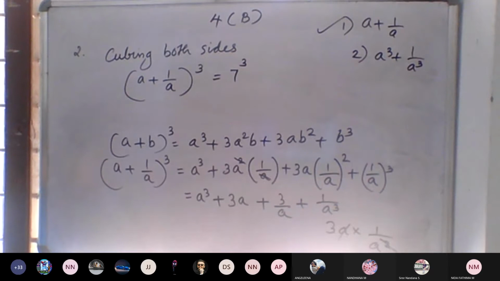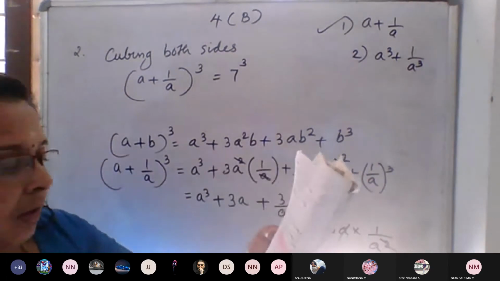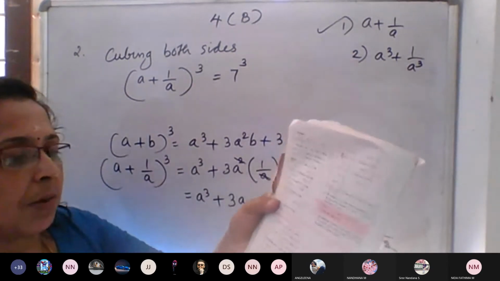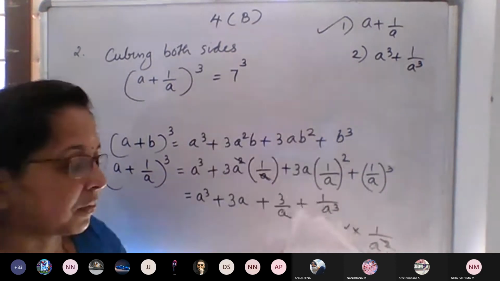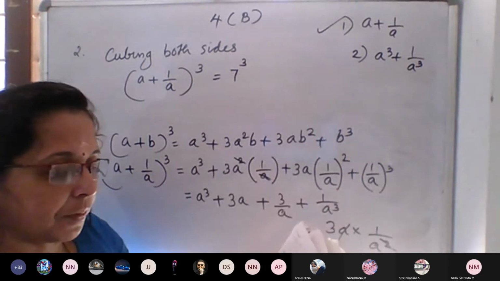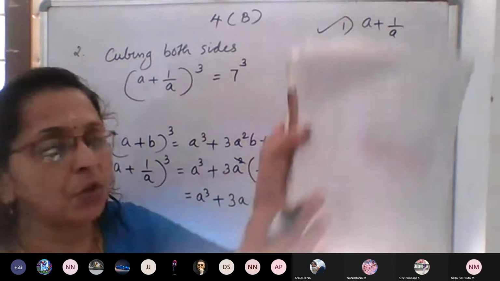Take page number 58. What is that? a plus 1 by a. Third one, expansions of a plus b, 4.3. a plus b whole cube, then a cube plus b cube.